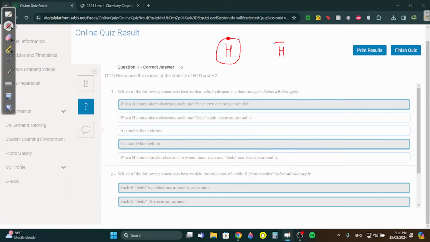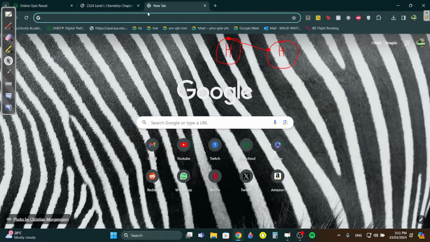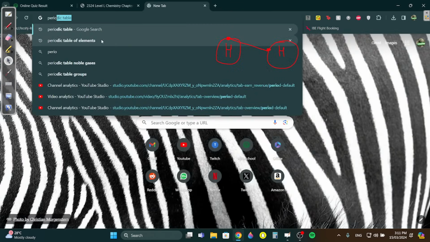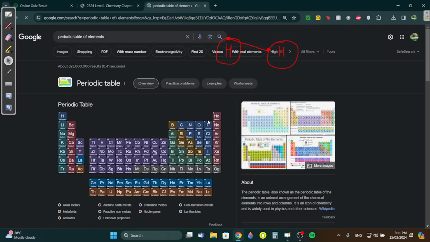It has to bond with another hydrogen, and they form a bond, so you get H2. But why? Do you ever ask yourself why? Let's take a look at the periodic table. I've explained this before: whenever you're bonding any element, the goal after bonding is to have the same chemical properties as the neighboring noble gas.